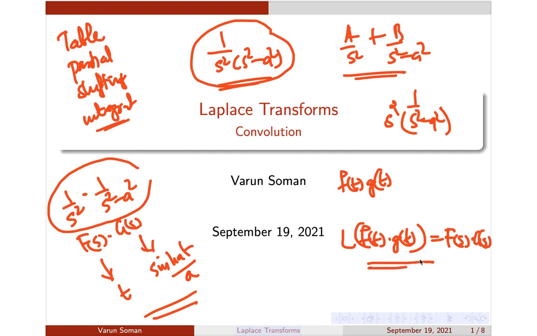Just like your addition. In addition, we already know that L of f of t plus g of t is equal to simply L of f of t plus L of g of t. On a similar note, we are asking, does multiplication also have a property similar to the linearity property of addition? That is, is the transform of the product of two functions equal to the product of the transforms? So the basic question is very simple: is the inverse transform of 1 by s square into 1 by s square minus a square equal to simply t into sine hat by a?